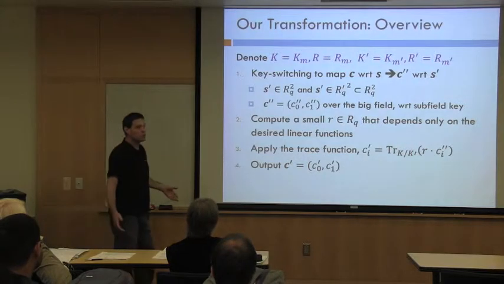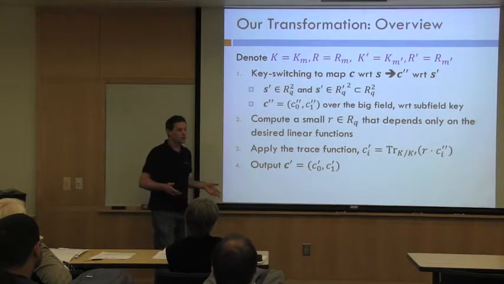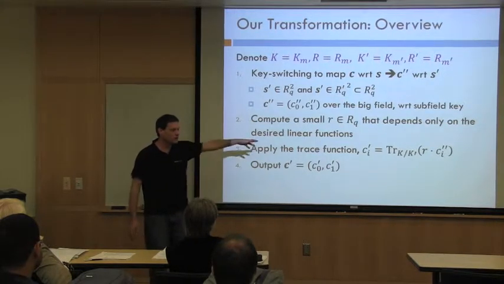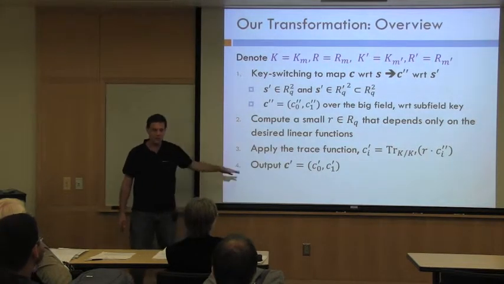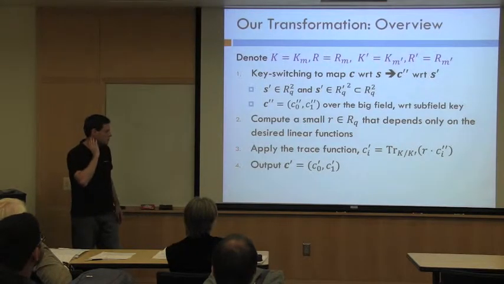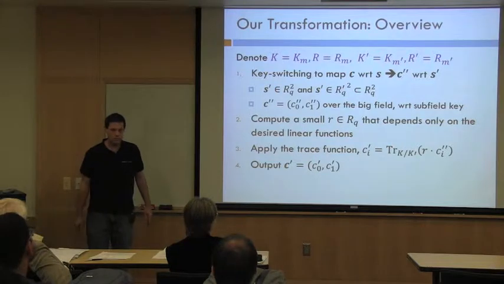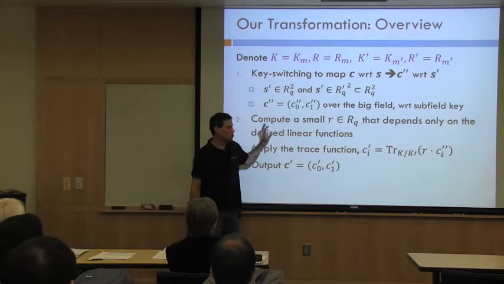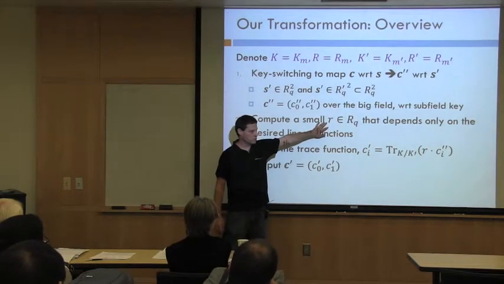And then, well, how do you switch from a big ring to a little ring? If you have some background in number theory, you'd say that the only way to do that is this. So this is what we do. You just apply the intermediate trace function. I'll talk about the trace function as well.